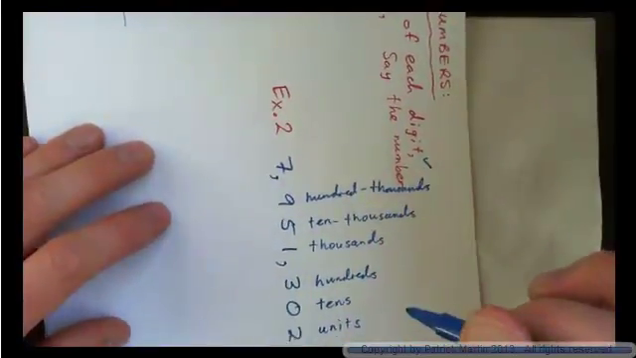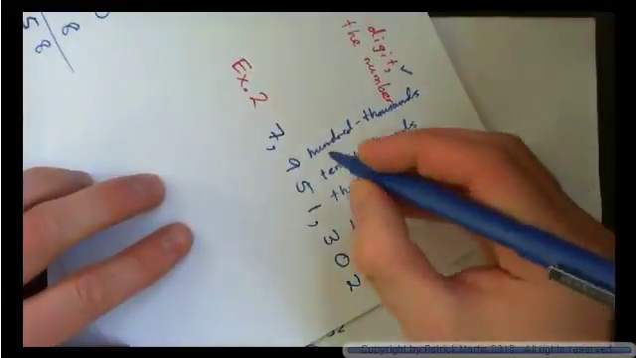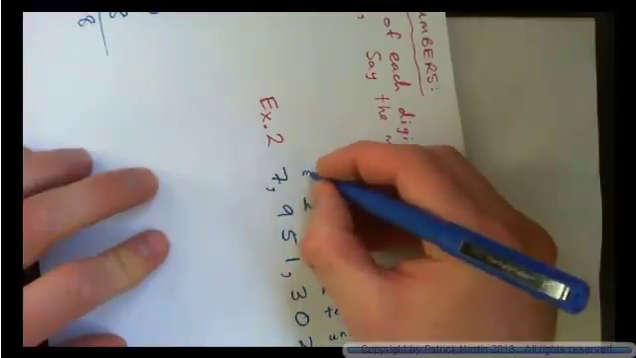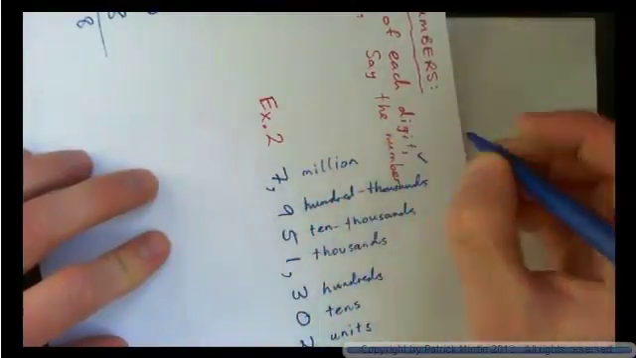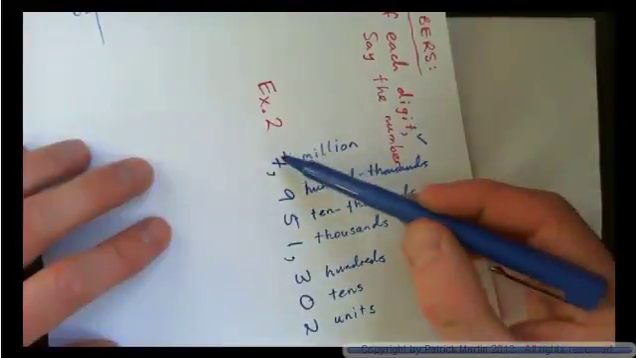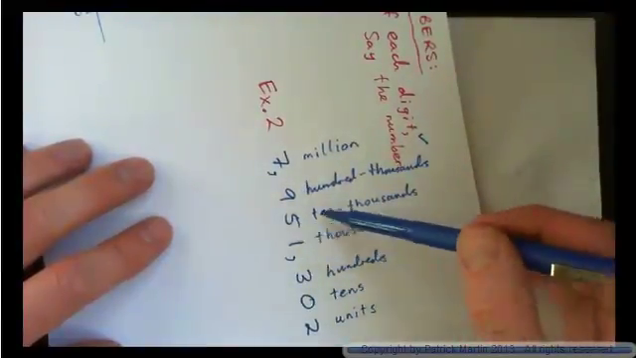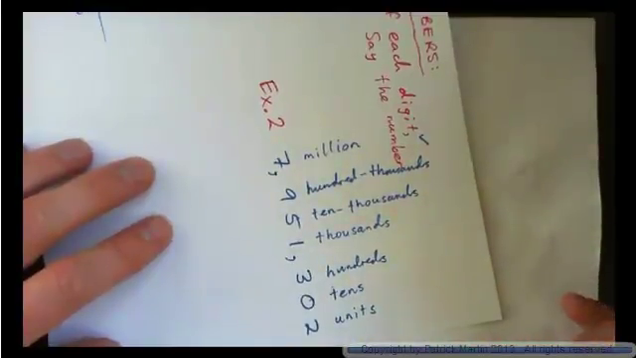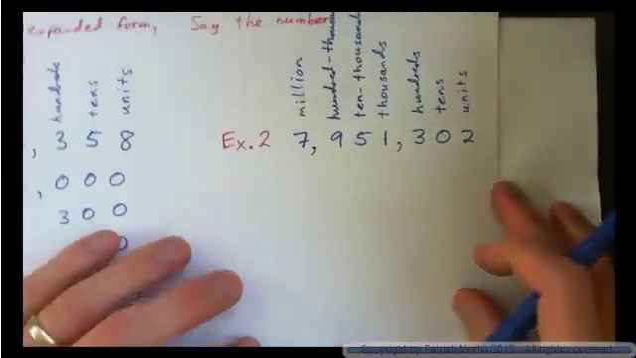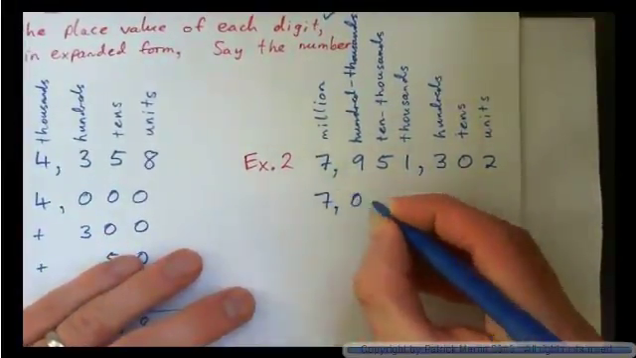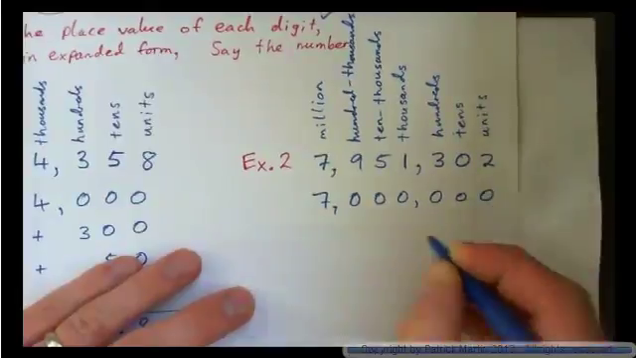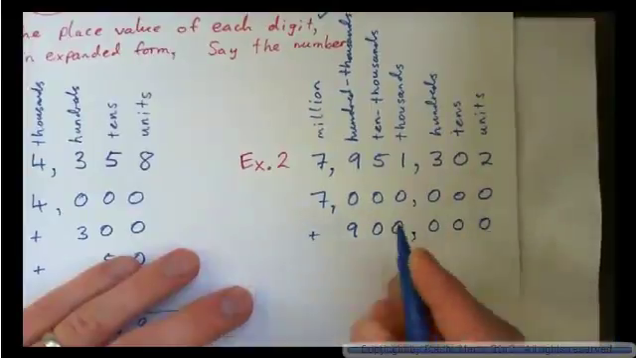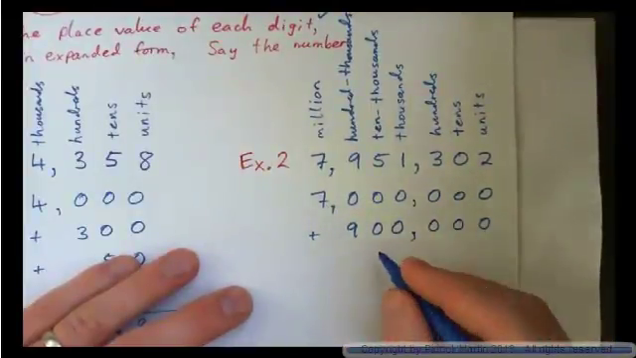And what does the 7 represent? Begins with the letter M. Millions, right? So we have 7,900,000s, 5 10,000s, 1,000, 300s, 0 tens, and 2 units. Does that make sense? So an expanded form, of course, that would be 7,000,000 plus 900,000. So this is 7,900,000.